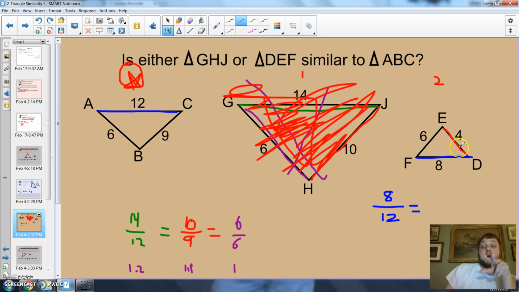Now here's the tricky part. Most people would go and grab this one over here, right? See this guy right here? But that guy's actually longer. Remember, I grabbed the shorter one, 4. And 4 has to correspond with the shorter one, which is 6 over here. Okay, and then finally my middle has to match with my middle length over here, so 6 over 9.